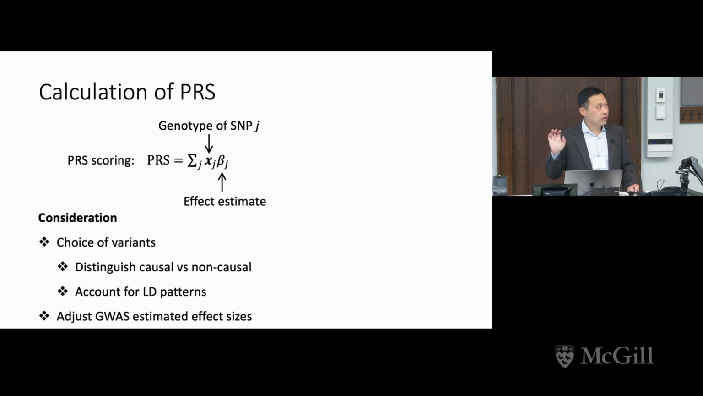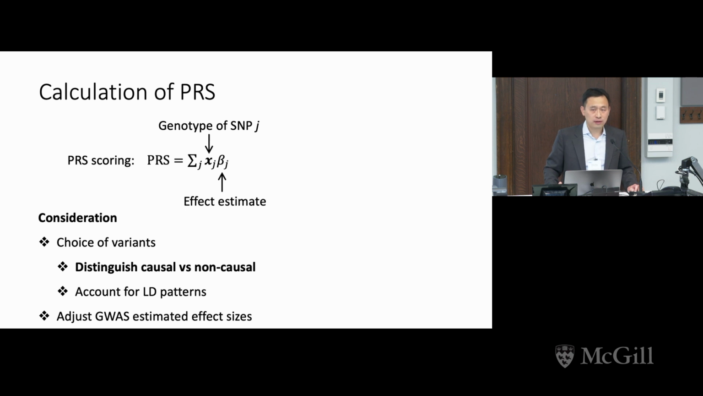So again, I'm showing you the equation. PRS is simply a summation of the risk contributed by each of the SNPs. The challenging part would be how to pick the right SNPs and how to get the right estimate of the risk for each of the SNPs. So which is summarized here: the choice of the variants and the adjustment of the effect size. There are two things you need to be aware of when you pick the SNPs.